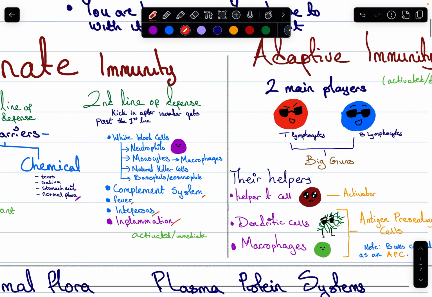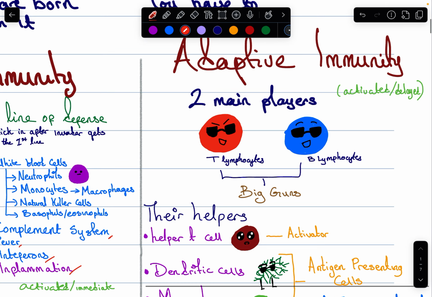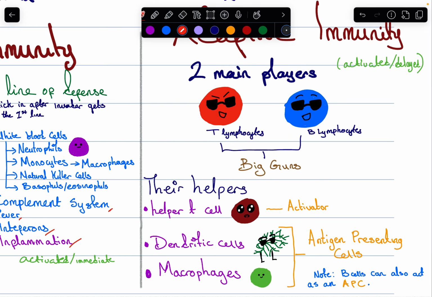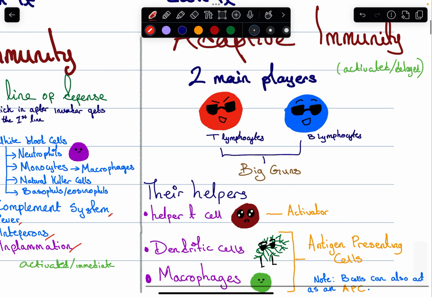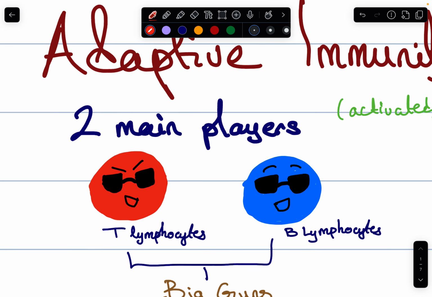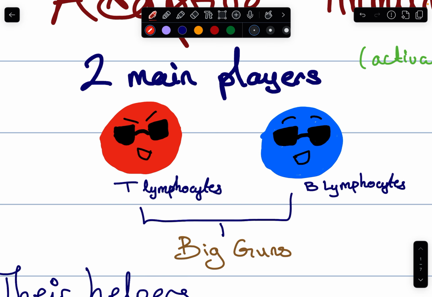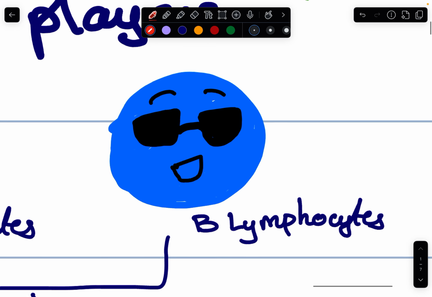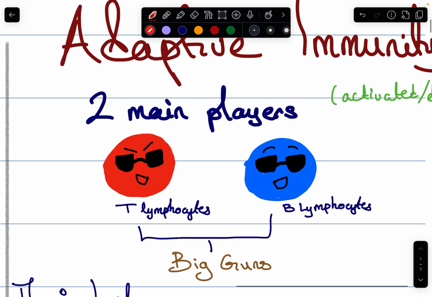Then we have our third line of defense, which is adaptive immunity. Let me see if I can move this. I can't move it. Okay. Adaptive immunity. There are two main players of this game called adaptive immunity, and that is our T lymphocytes, okay, and our B lymphocytes. And they're like the big guns, all right?